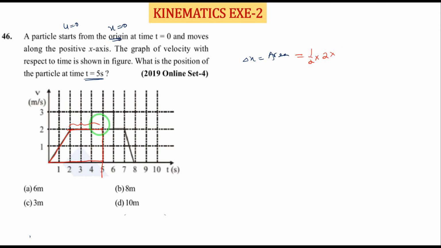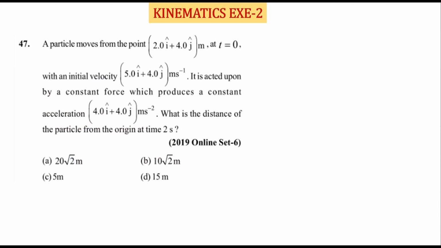So the upper parallel side is 3 units and the lower parallel side is 5 units. So 3 plus 5 will become 8. So it is 8 meter. Okay. Now delta x means x2 minus x1 equals 8, and x1 is given as 0. So x2, the final position, is 8 meter. Answer is B.